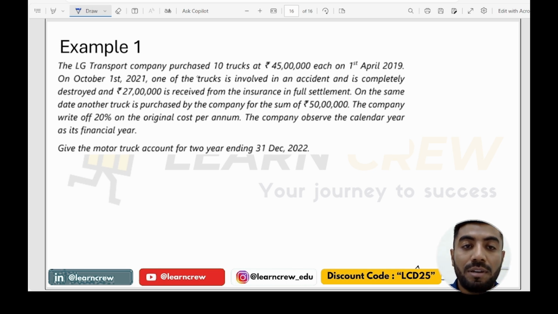The LG Transport Company purchased 10 trucks at 45 lakhs each. Which means 4.5 crores.